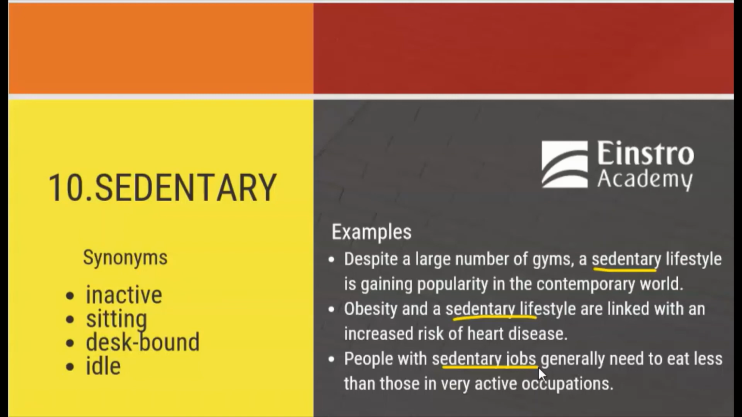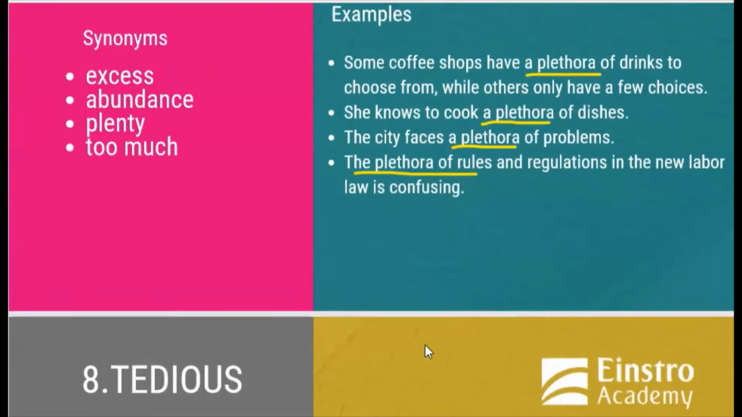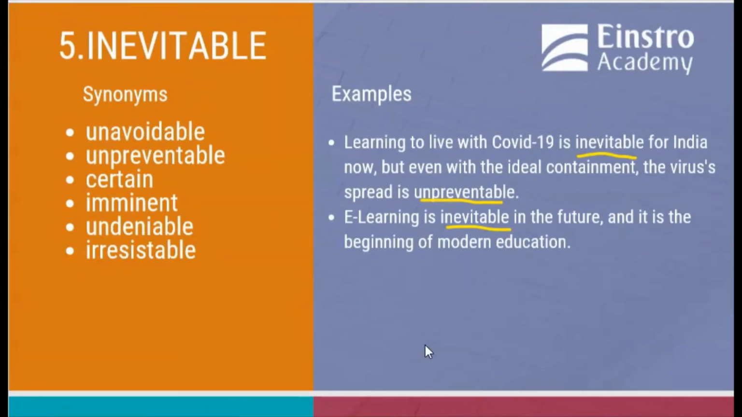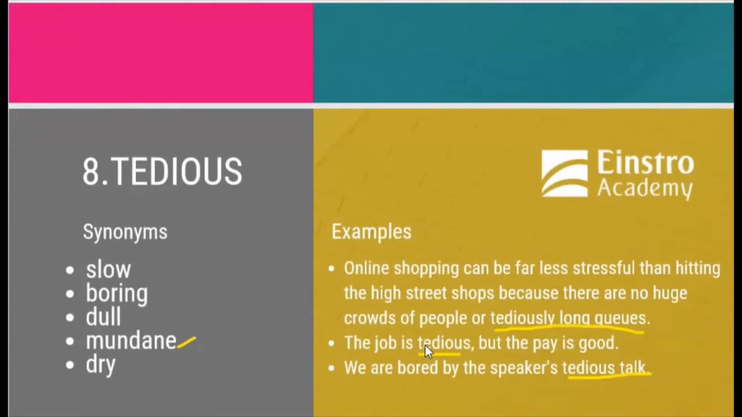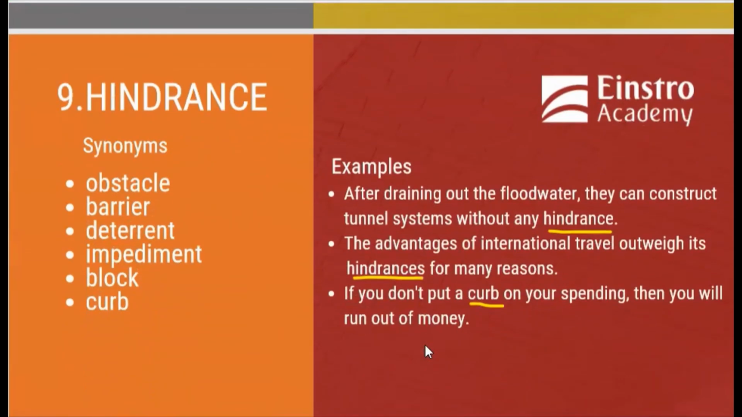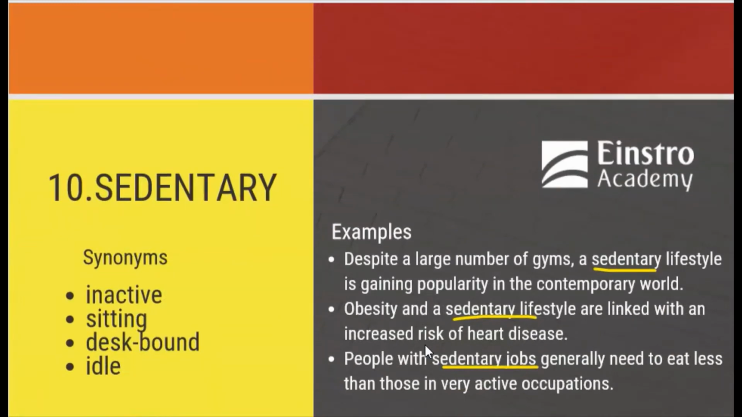You remember now? So for the last 5, what did we learn? Number 5, inevitable. Number 6, foster. Number 7, plethora. Number 8, tedious. Number 9, hindrance. Number 10, sedentary. So you have learned 10 vocabulary words. Along with the vocabulary, you have learned the synonyms also. At least say an average of 4 synonyms per word. That means at least 40 words you have learned today.